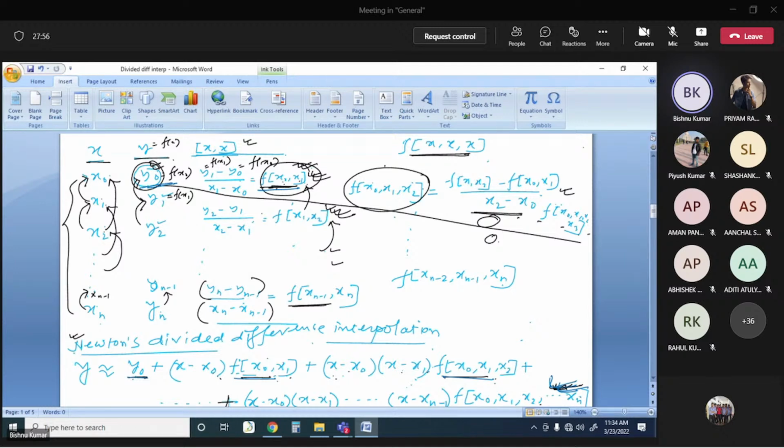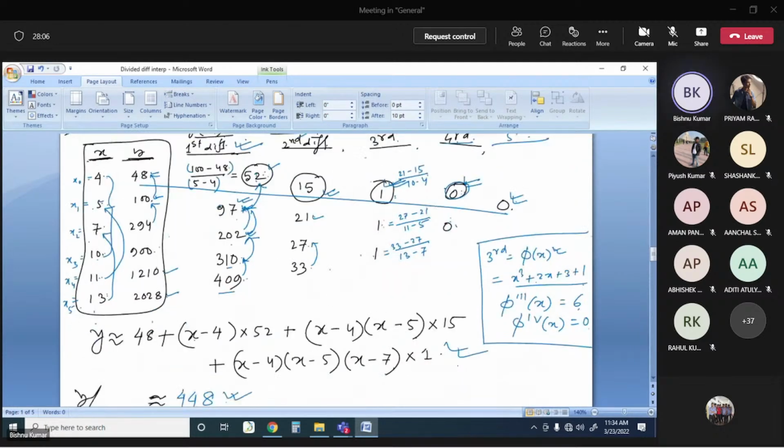And in the next term, x minus x0, x minus x1, with the next upper diagonal elements. In that way, you try to rearrange the formula. First value: y equals y0, where y0 is the first value of y, 48. Then plus x minus x0, where x0 is the first value of x. So x minus 4 into this second upper diagonal element. Starting from y, you have to pick up the whole upper diagonal.